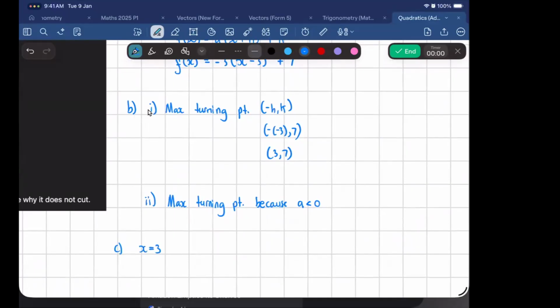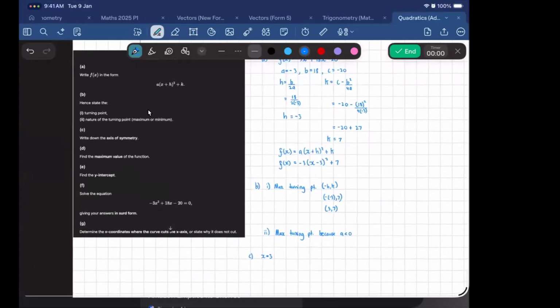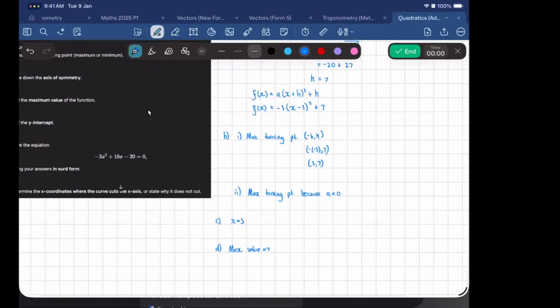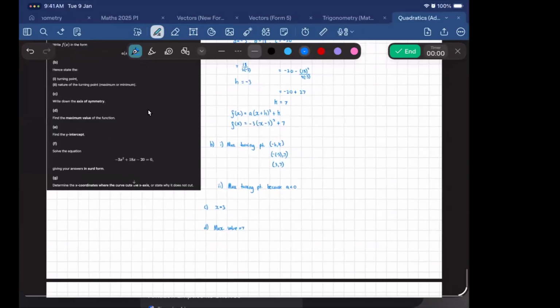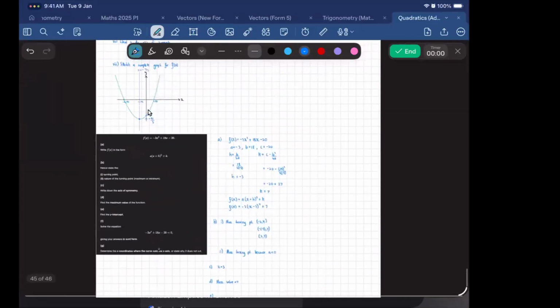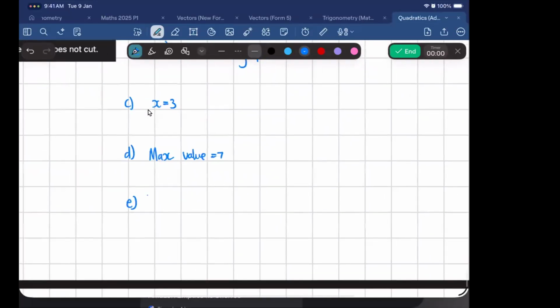Part D, now find the maximum value of the function. What is the maximum value of the function? 7. Maximum value is equal to 7. Part E, find the y-intercept. What's the y-intercept? Minus 20. C is equal to minus 20.